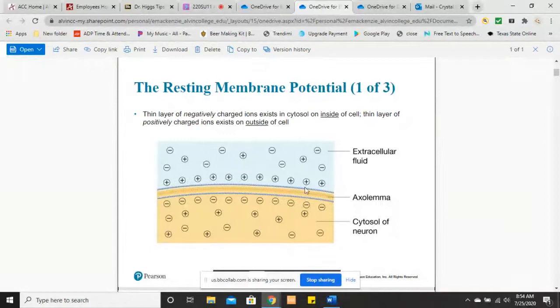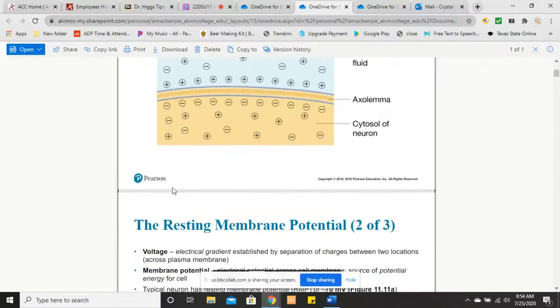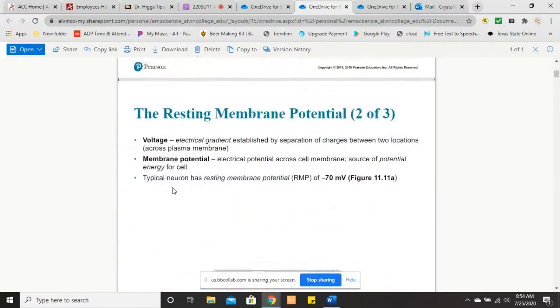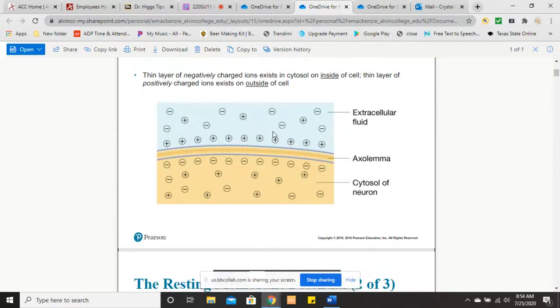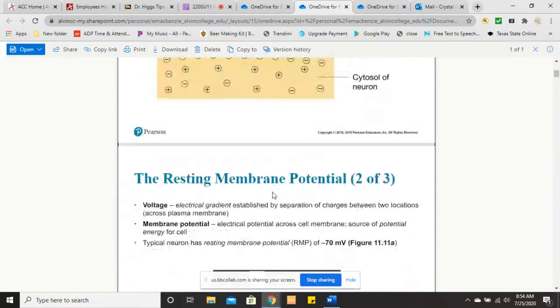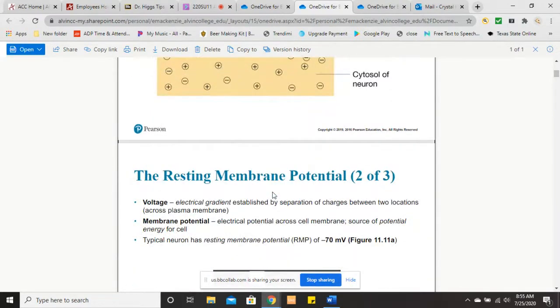We give a name to this difference in charge across the plasma membrane when your cell is at rest. It's called your resting membrane potential. Okay. Membrane potential is just the difference in charge across the membrane, and it's when the cell is at rest. And we know that on the inside portion, you tend to be negative, and on the outside portion, you tend to be positive. This is when your cell is resting. And we can measure this difference in charge across the membrane. We can measure your resting membrane potential.